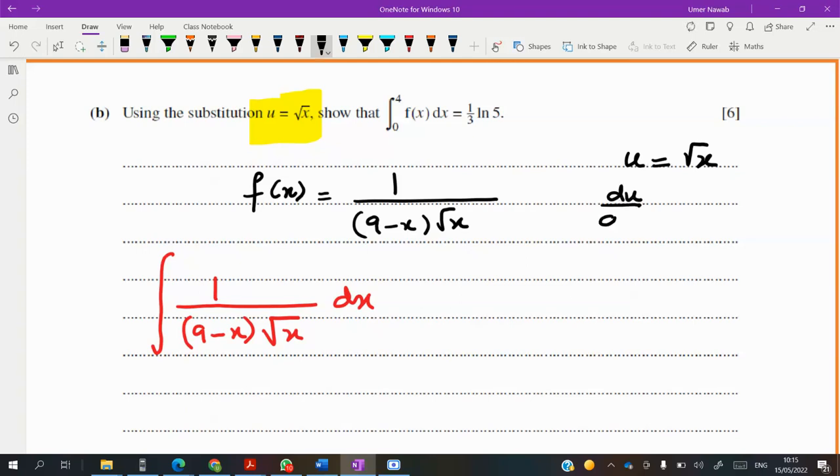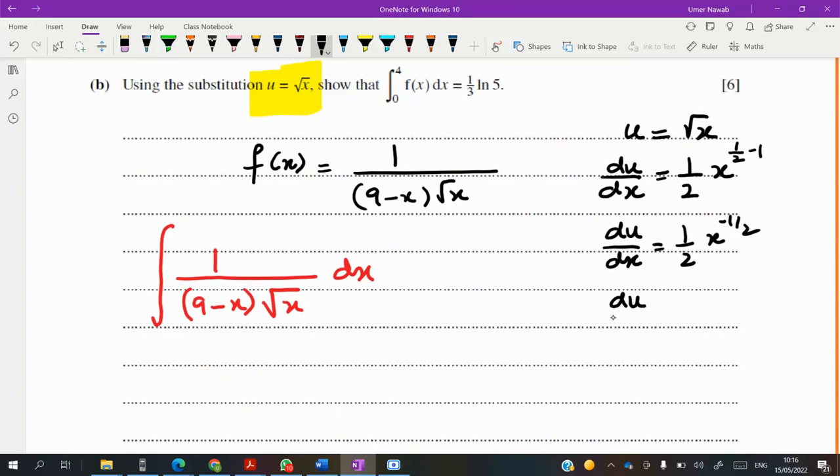So du by dx, I will try to calculate. It comes to 1 over 2 x raised to the power 1 over 2 minus 1, so du by dx is 1 over 2 x raised to the power minus 1 over 2. I can write it as du over dx is equal to 1 over 2 square root of x. Send the 2 to the left and the dx to the right. Finally, du is equal to 1 over square root of x dx. Sorry, it's dx.